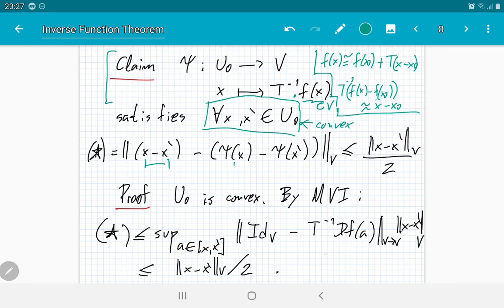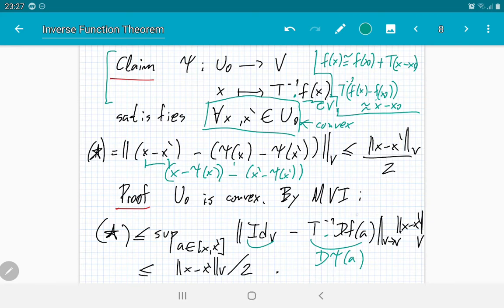So the good thing about convex sets is that I can use the mean value inequality. So you can look at this as x minus psi of x minus x prime minus psi of x prime. What's the derivative of that? Well, it's identity minus this derivative of psi at point a. Maybe you have to think about it a little bit, but it's really not a problem. You can say psi is a composition of f with a linear mapping, so you use the chain rule, and the fact that the derivative of a linear mapping is the mapping itself.